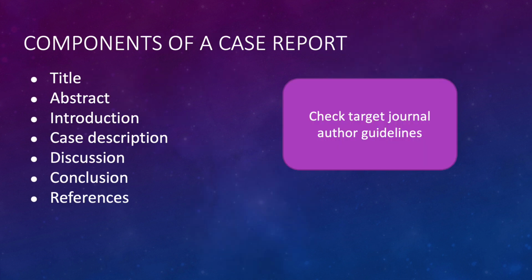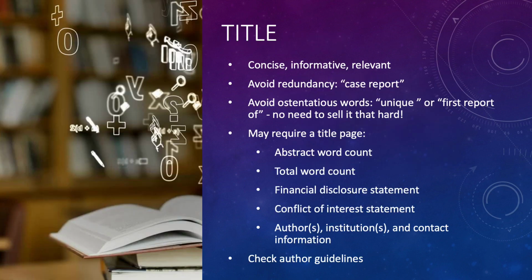Here are the components of a case report: the title, abstract, intro, description, discussion, conclusions, and references. And again, remember to refer to your target journal's author guidelines for what they want to be included or not included. When it comes to your title, you want to be concise and informative and make sure the information is relevant to your case. You can try to avoid redundancy in saying a case of or case report, but just pay attention to what journals want, because sometimes they may request that you do include that in the title.